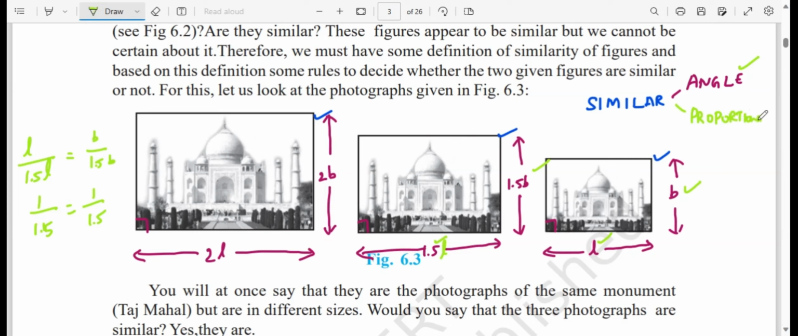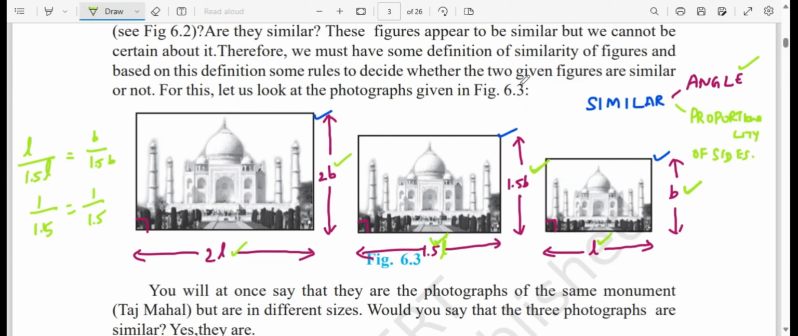Proportionality of sides. So the sides should be proportional. For example, if this length is increasing from 1 to 1.5 L, this breadth is also increasing from 1 to 1.5 B. If this length is increasing from 1 to 2L, the breadth is also increasing by 2B. So it is proportional.